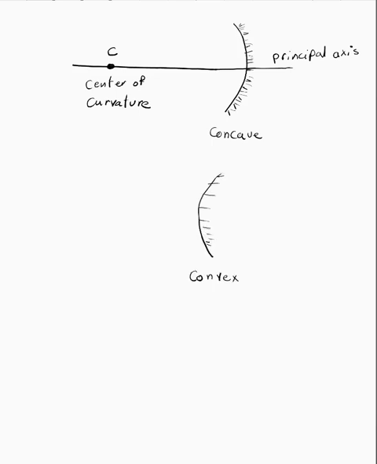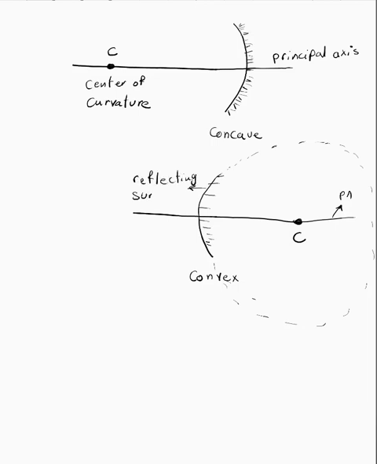Now, the midpoint of the mirror is exactly on the principal axis too. For the convex mirrors, we have the same axis and center of curvature, but because this was a part of a bigger sphere, when I draw the principal axis, the center of curvature should be behind the mirror, right? Because it is the center of the sphere where the mirror was taken from. So this is C, this line is my principal axis, and this is the reflecting surface.